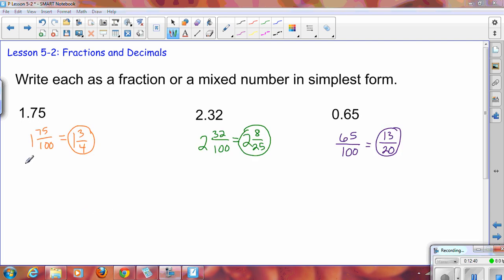Okay, how'd you do? 1 and 75 hundredths, 1.75, 1, 75 over 100. 75 over 100 simplifies down to 3/4. 2.32, 2 and 32 100ths. 32 100ths simplifies to 8 over 25. And the last one, 0.65, is 65 100ths, which simplifies down to 13 over 20.